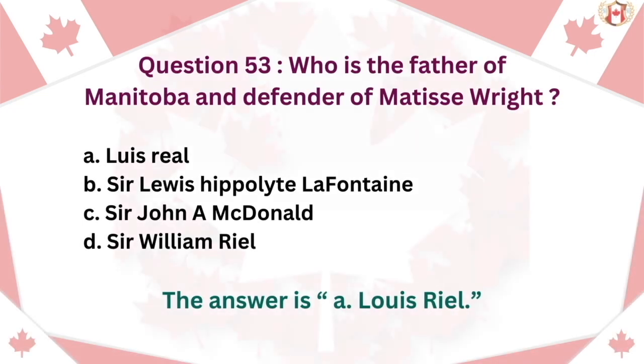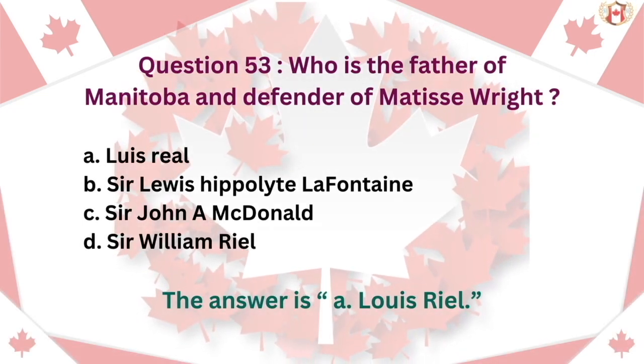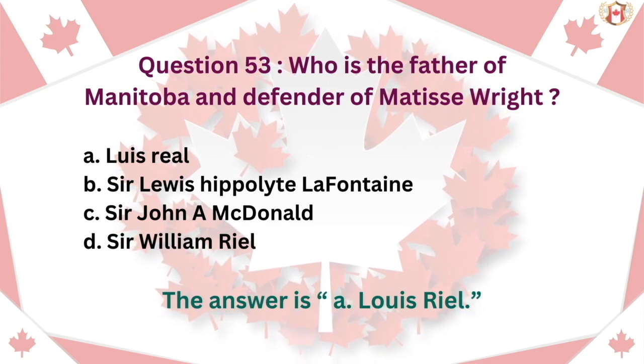Question 53. Who is the father of Manitoba and defender of Métis rights? A. Louis Riel. B. Sir Louis Hippolyte Lafontaine. C. Sir John A. Macdonald. D. Sir William Riel. The answer is A. Louis Riel.